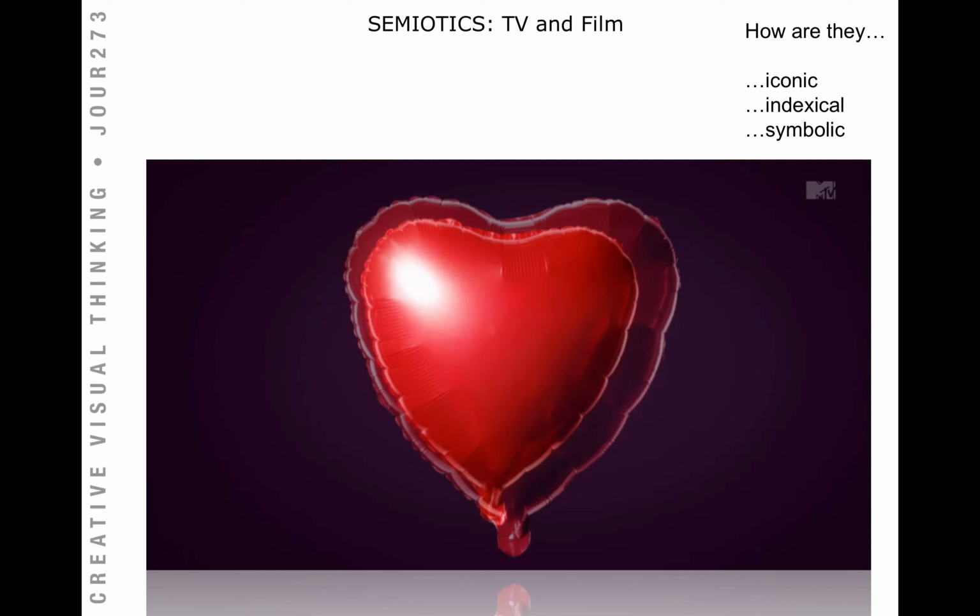The same can go for film and television as well. The icon would be the sound and the image. The symbol would be the writing and the speech. And the index would be the effects, which are fairly arbitrary, such as the dissolves and things like that.